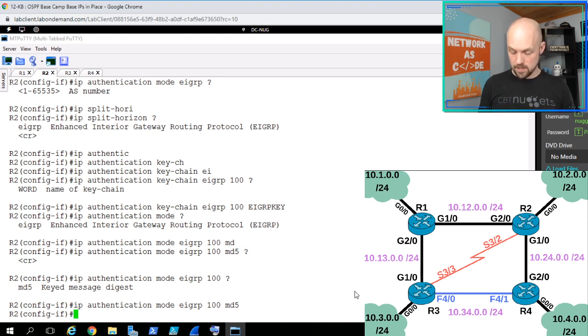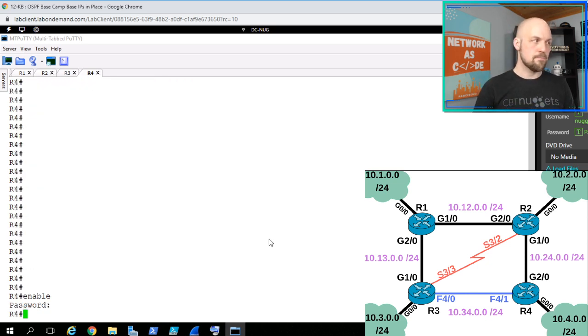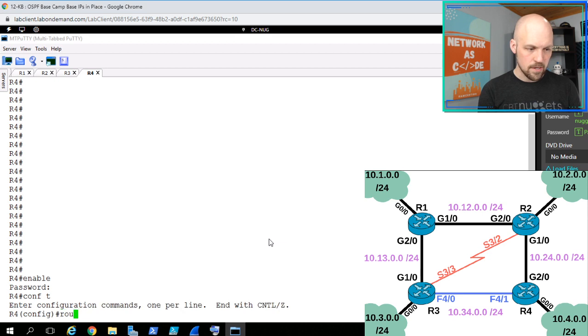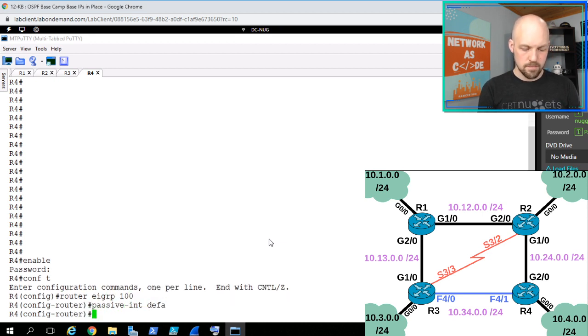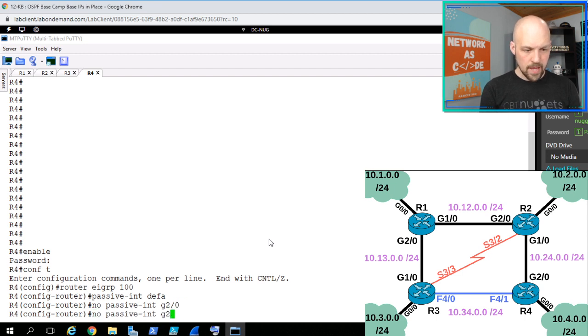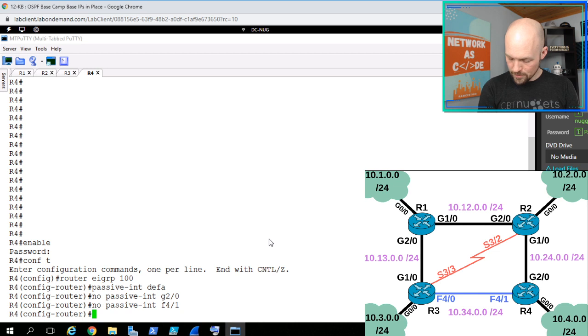All right, we'll do it again because we have to do it on router 4 in order to bring up that connection. So let's skip router 3. Let's just go to router 4. What do we got here? All right, so we've got to do everything. So config t, router EIGRP 100, passive interface default, because we're going to do it the right way. No passive interface on gig 2.0 and fast Ethernet 4.1. And we don't have a serial interface. Now we just gotta activate the networks.